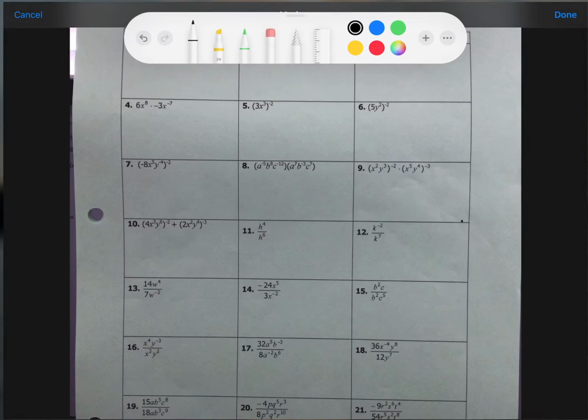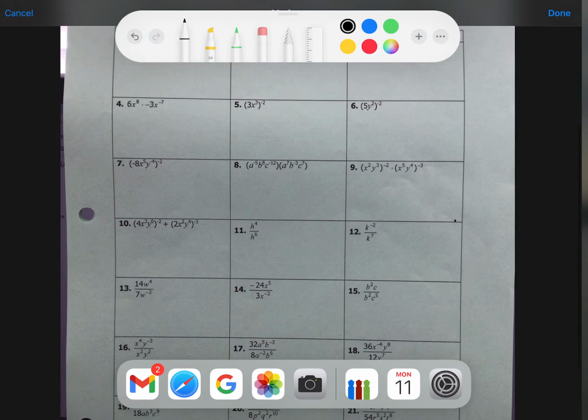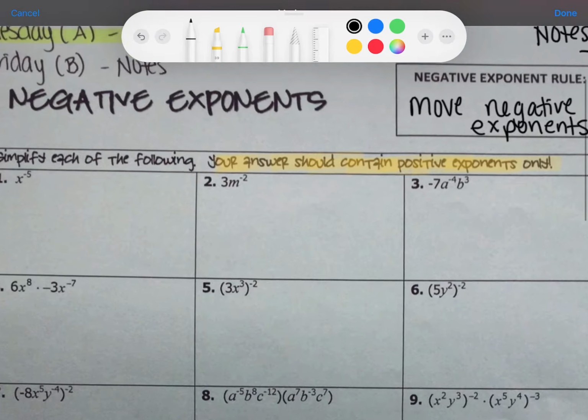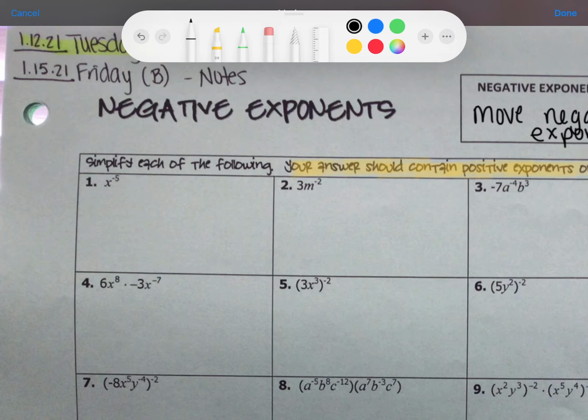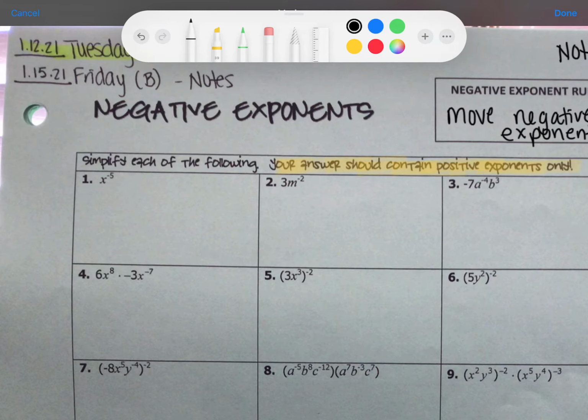Okay, so flip your paper back over to the front here. We've got several different types of problems. How many are there? 21 problems. And they kind of go over a little bit of everything. So the negative exponent rule, move negative exponents. You can't have them. If it's upstairs, move it down. If it's downstairs, move it up.